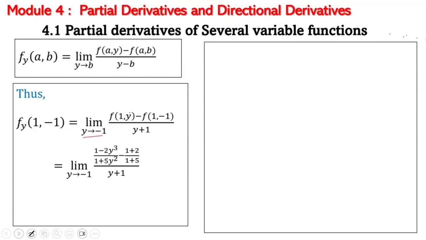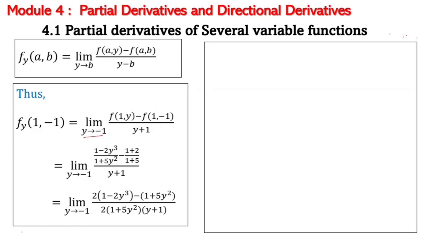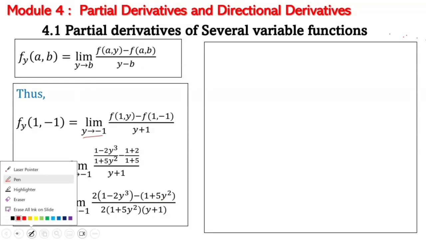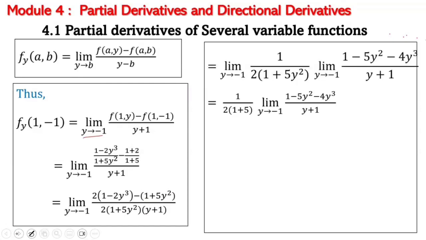Then we systematically solve it. In f, just replace x by 1 and y as it is. So you will get (1 - 2y^3) over (1 + 5y^2), and then this one f(1,-1) will become (1 + 2) over (1 + 5). That means it is 3 over 6, so 1 over 2. And then we further simplify it. So you will get it in this form: 2(1 - 2y^3) minus (1 + 5y^2), and the denominator is like this. Now we'll try to get the limit for this.